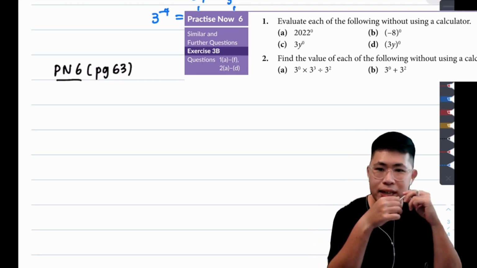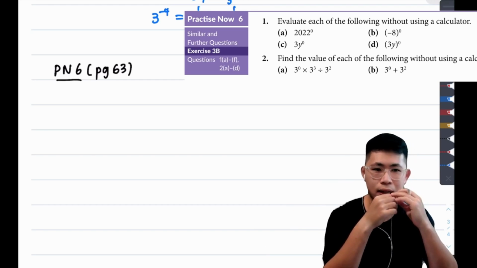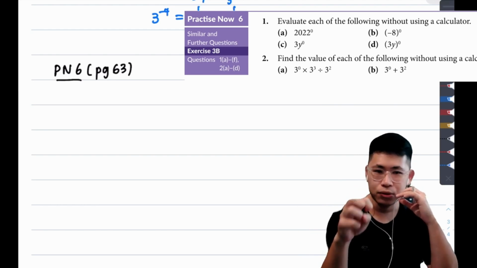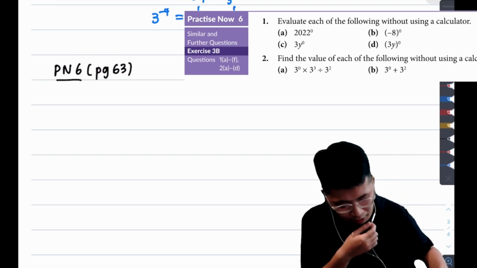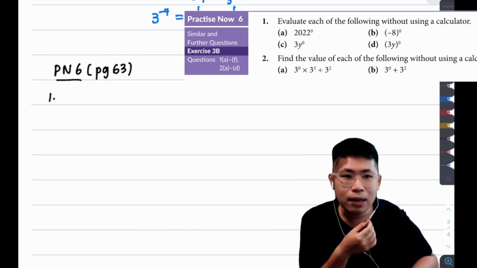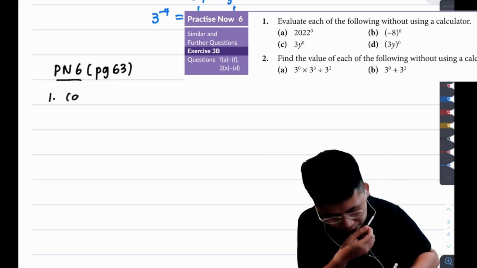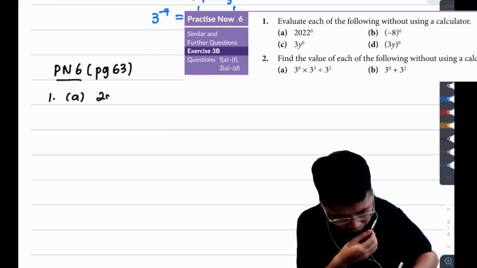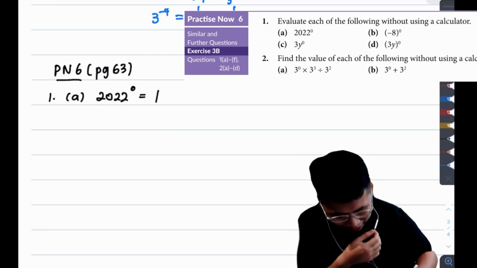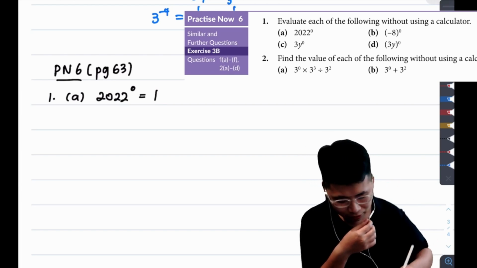Okay, so we have practice now 6, and these would be some of the examples for the 0 index. So let's practice a little bit with the 0 index first and get used to this. Alright, so let's take a look. Question 1. Evaluate or find the value of each of the following without using a calculator. So we have 2022 to the power of 0. This is obviously 1, so anything to the power of 0 is 1 based on our definition above, right?